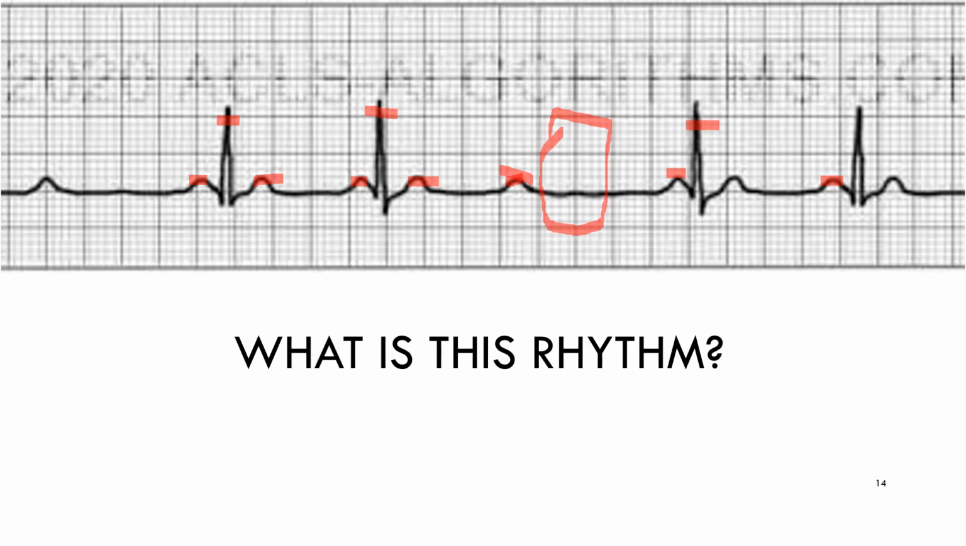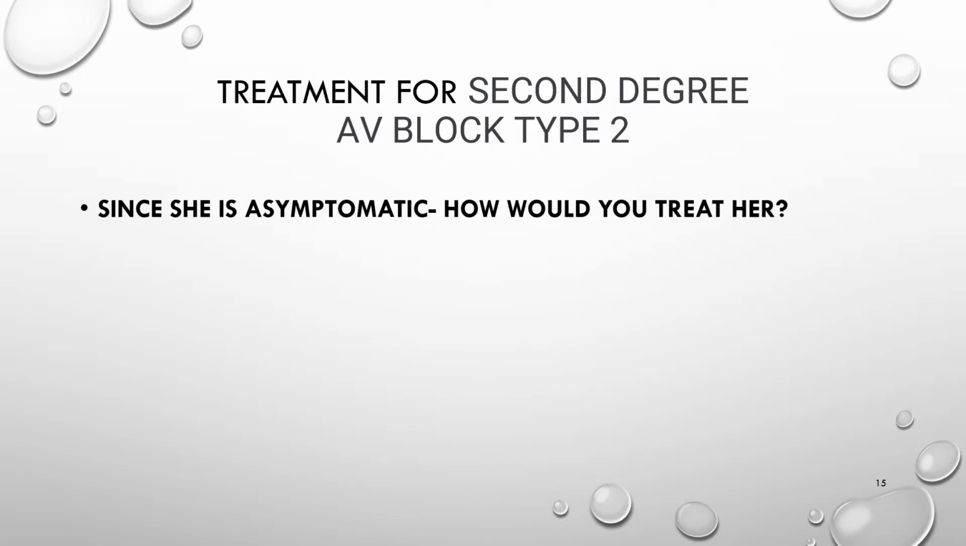So when you look at this rhythm, what do you have here? What kind of rhythm is this? You tell me. From the EKG, we could see that she has a second-degree heart block type 2. And what differentiates a type 2 heart block is the fact that she has a missed QRS complex.